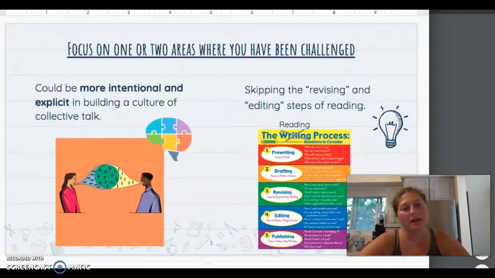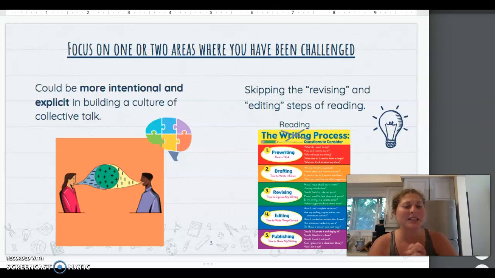A couple of areas challenged me were how I could be more intentional and explicit in building a culture of collective talk. In my classroom, I always create a really inclusive, welcoming environment, but we need to remember to tailor that specifically to talking in collaborative discussions. So that's one area that challenged me.